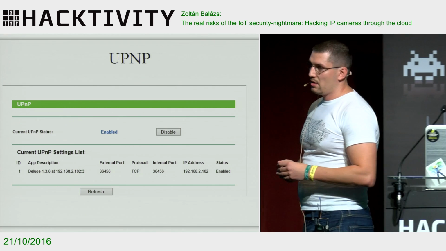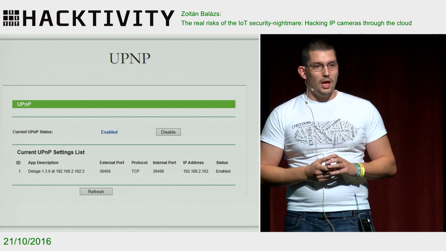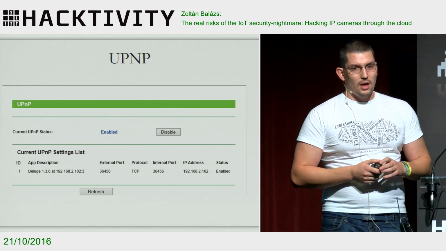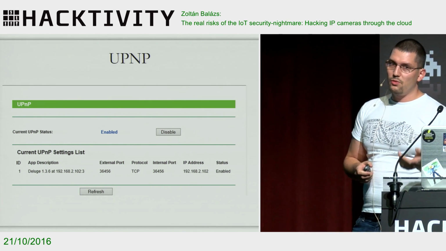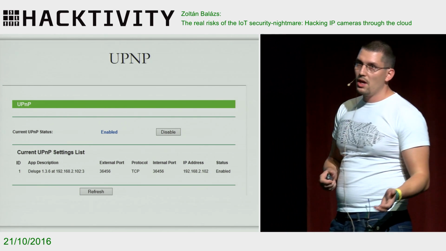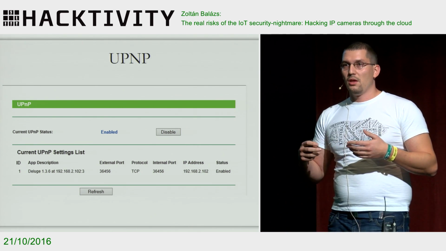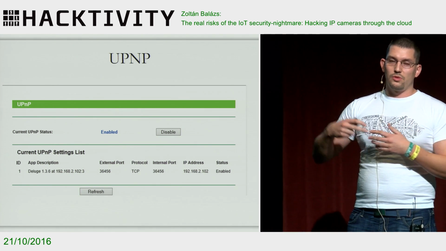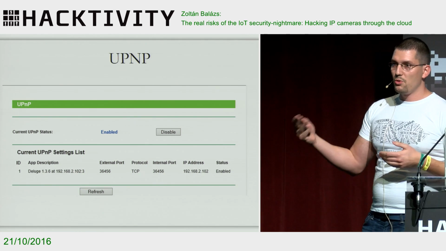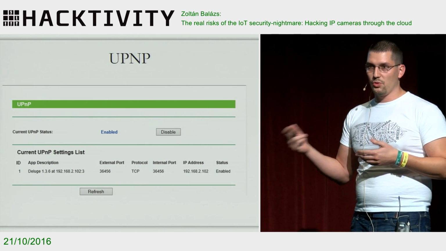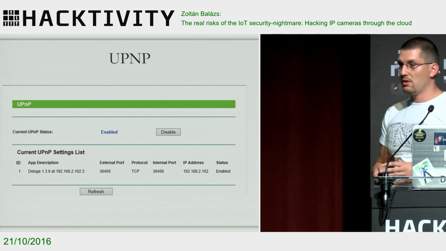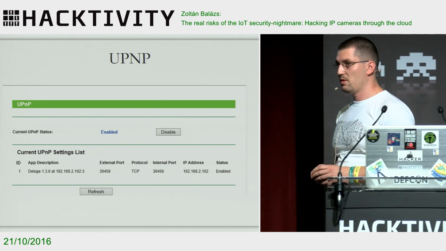UPnP is basically a setting on your home router, and on some routers it's enabled by default. What it's good for is that whenever you plug a new device into your home network and it wants to be exposed to the IPv4 internet, it can configure your home router to forward the ports to it. And it's totally automatic, which means that it's user-friendly, and which means it's not so secure.